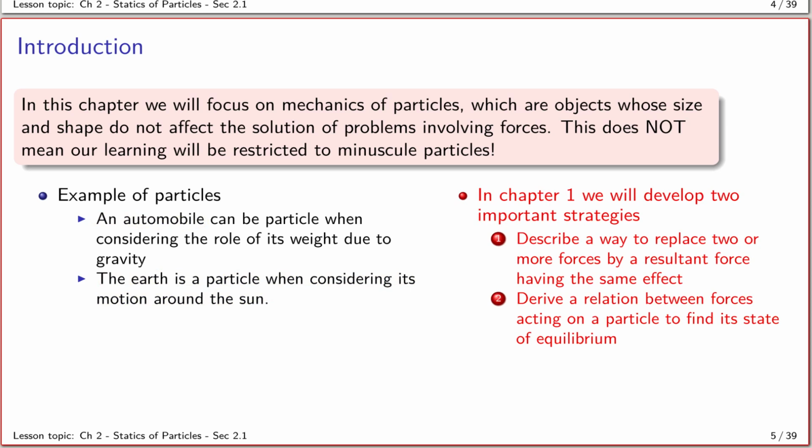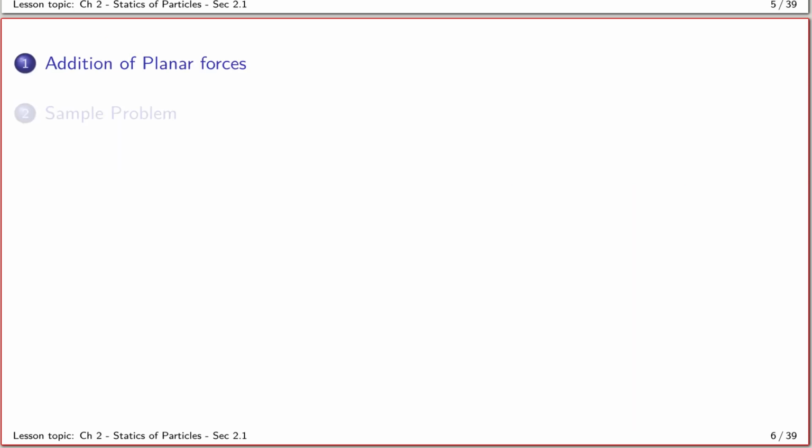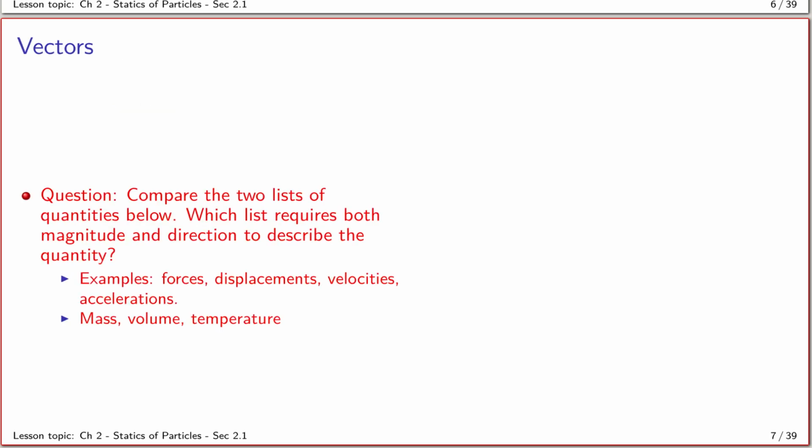Okay? So we're going to develop two strategies here. One is a way to replace one or more forces by a resultant force that ends up having the same effect as the multiple forces. And the second is, we're going to derive a relation between forces acting on a particle so that we can find its state of equilibrium.